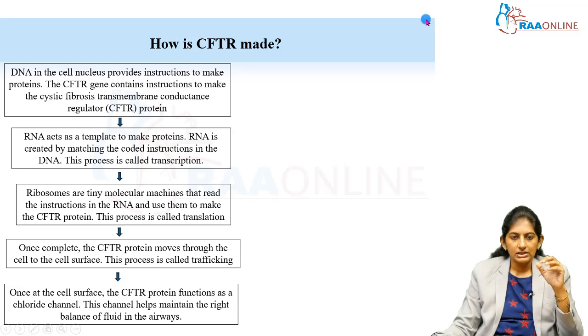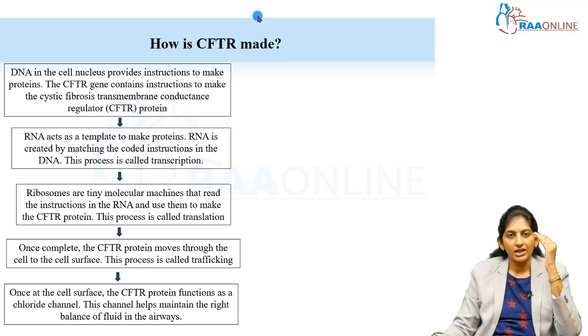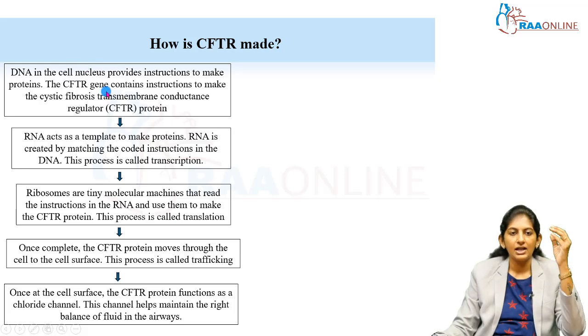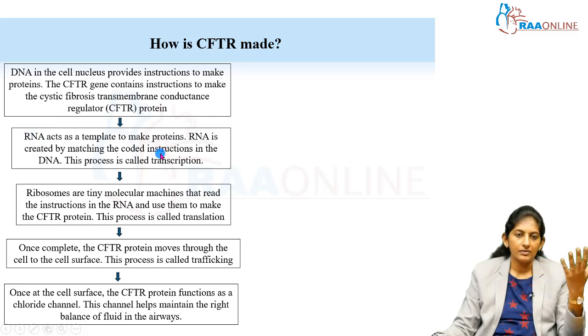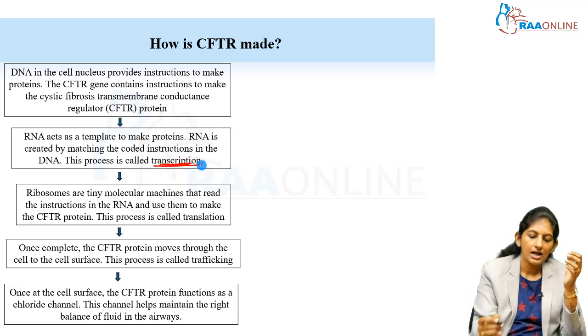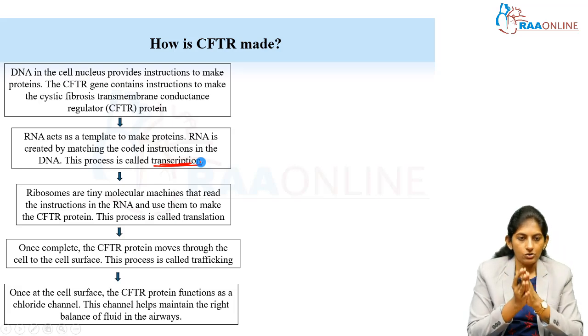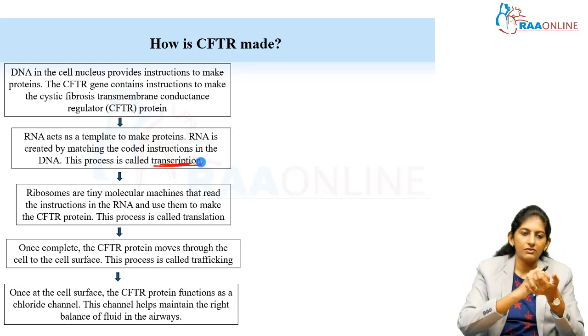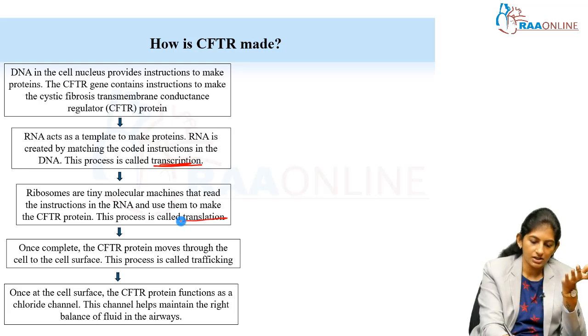This particular slide is a general slide. So how a protein is made. We all know that for any protein to be made, first we need the information from the DNA. So the CFTR gene will give instruction to make the CFTR protein. The RNA will act as a template to make the protein. From DNA, RNA comes by matching the instructions. That process is called transcription. And the ribosomes are the tiny molecules that will read the RNA and translate it into the CFTR protein, that is called translation.